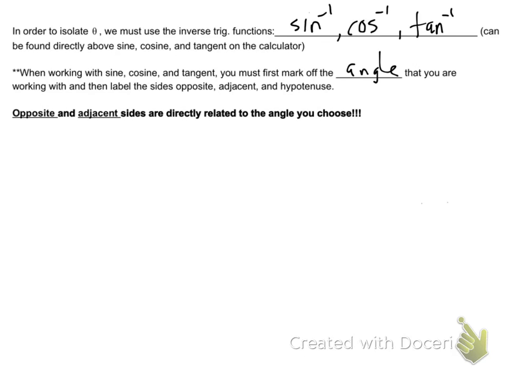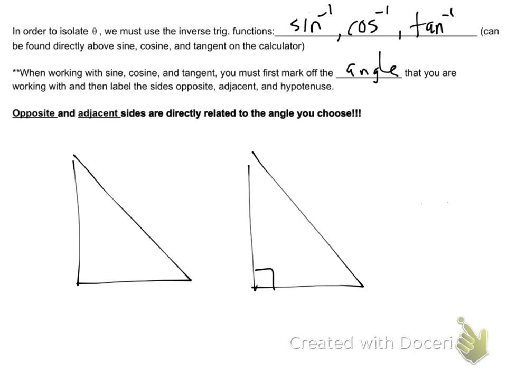Now, we know that we are dealing with a right triangle. So I'm going to draw two different right triangles. One of them is just like the problem we had before, where theta is in the bottom right corner. Or we could say theta's in the top left corner. When I do this, something does stay the same. What never changes in a triangle? The hypotenuse. The hypotenuse will be the same.